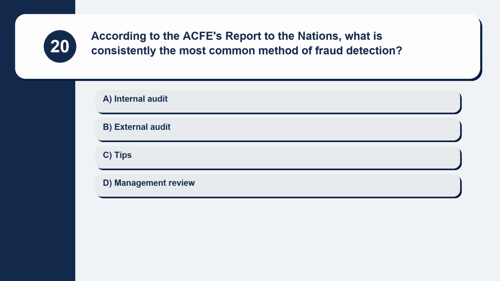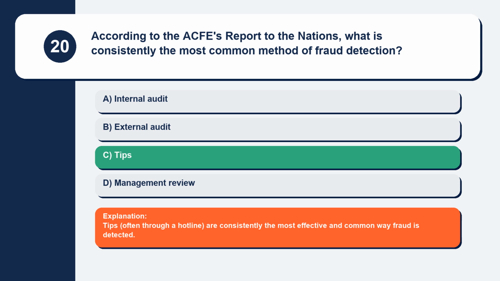Question 20. According to the ACFE's Report to the Nations, what is consistently the most common method of fraud detection? Internal audit, external audit, tips, management review. Tips, often through a hotline, are consistently the most effective and common way fraud is detected.